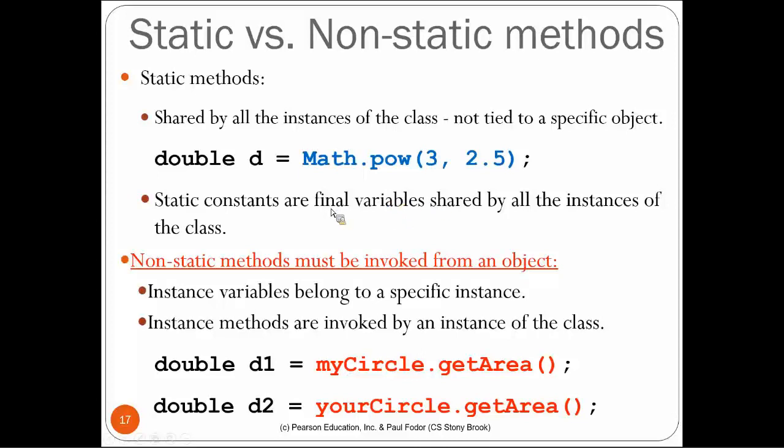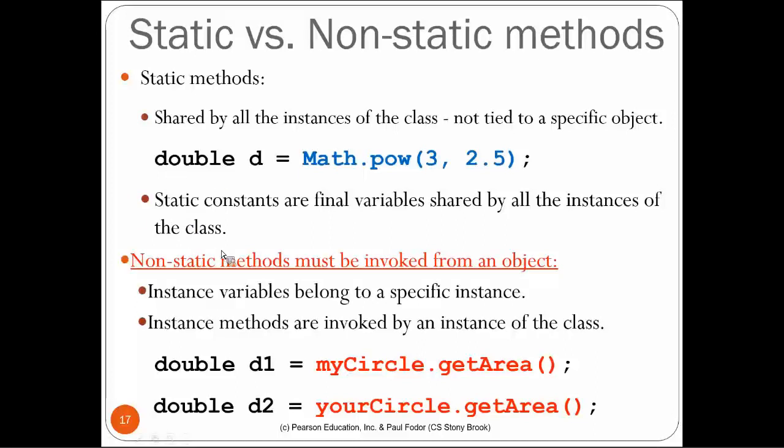Static constants are also final variables shared by all the instances of the class. So for instance, if I want a value to be remembered for the entire class, for let's say the golden ratio for geometric objects, or the value of pi, or the value of e, and so on, I would define it as public static final, and the name of the constant with its value. It can only be assigned a value once. You cannot change it afterwards.